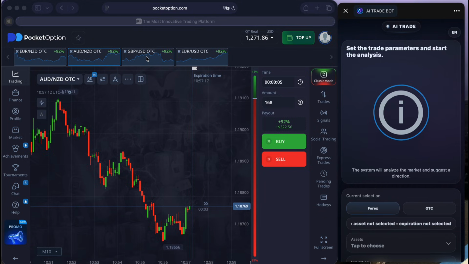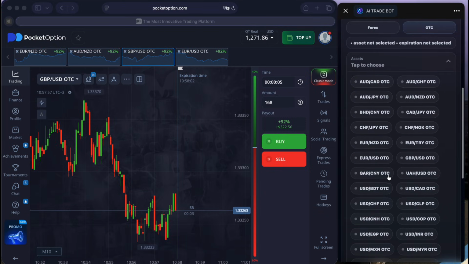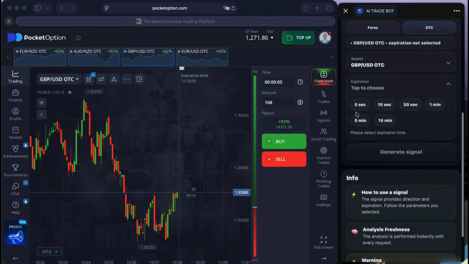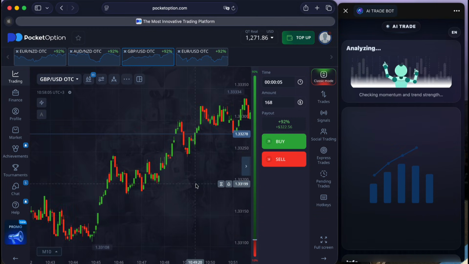I'm not going to stop there. I'm betting on the British pound dollar. Previously, we also opened our entry point here, and we closed this deposit without any problems. The asset is on the plus side. The British pound dollar is on our screens. Expiration time is 5 seconds. I click on the generation and wait for the technical analysis of this bot.